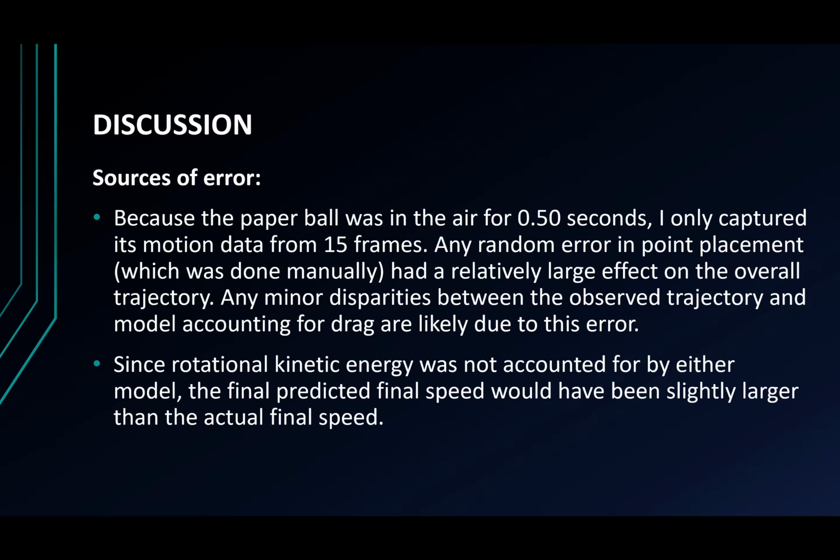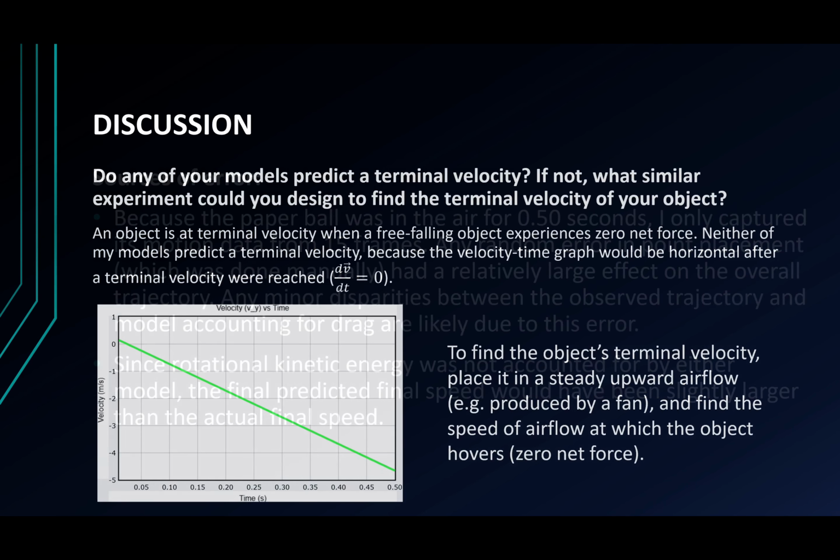As for sources of error, because the paper ball was in the air for 0.5 seconds, I only captured its motion data from 15 frames. Any random error in point placement, which was done manually, had a relatively large effect on the overall trajectory. Any minor disparities between the observed trajectory and model accounting for drag are likely due to this random error. And since rotational kinetic energy was not accounted for by either model, the final predicted speed would have been slightly larger than the actual final speed.